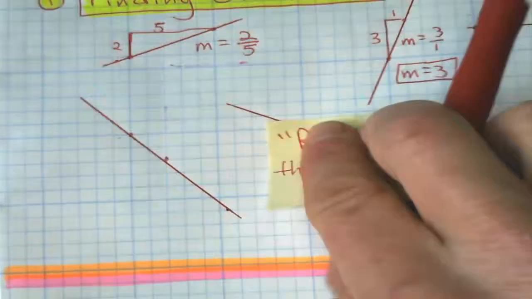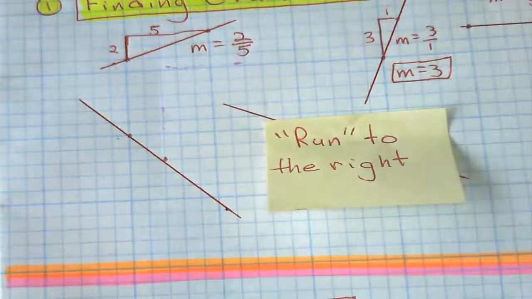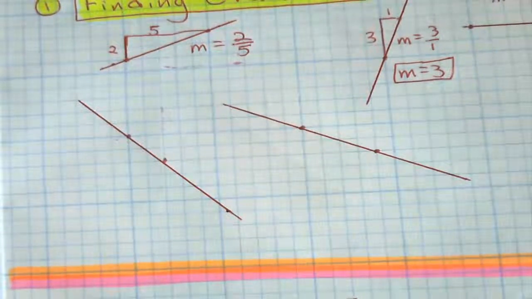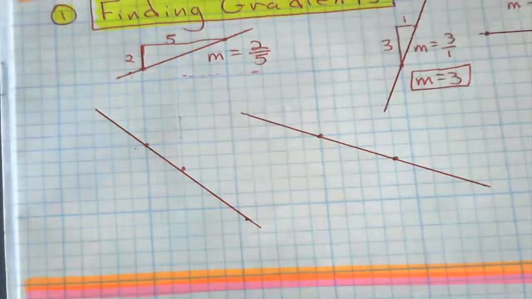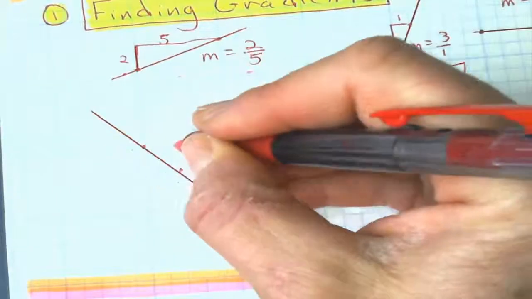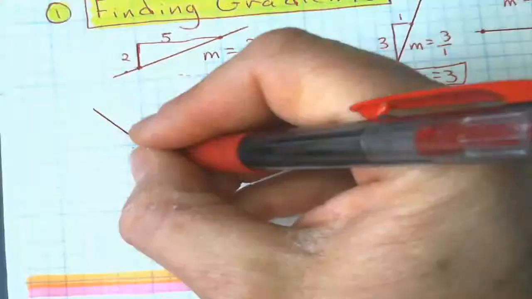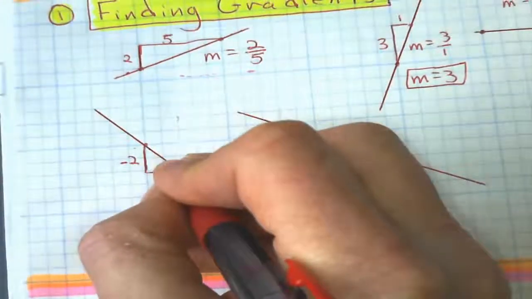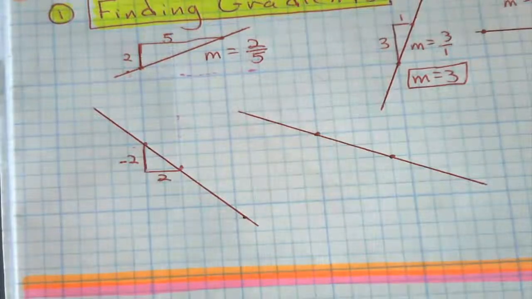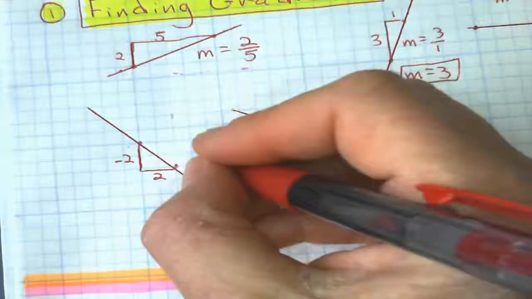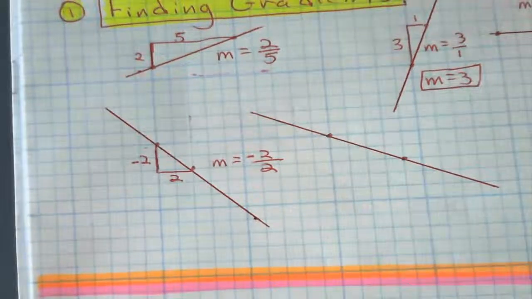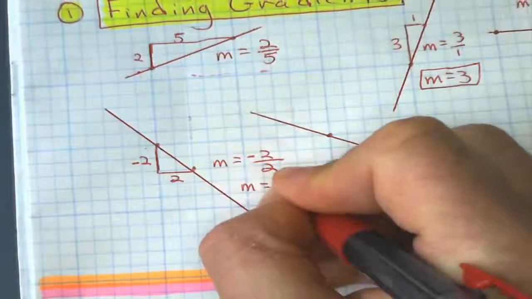Since I said always run to the right, our rise is just going to be up and down. Okay? So if our rise is down, sounds weird, rise is down, that means it's going to be a negative gradient. If I say slope or gradient, same thing. So here, what do you do first, run or rise? It doesn't matter, but just remember, when you do go down here, that's going to be a negative 2, and we always run to the right. Your run should always be positive. Okay, so here I've got my rise is negative 2, my run is 2, and that simplifies to a negative 1.